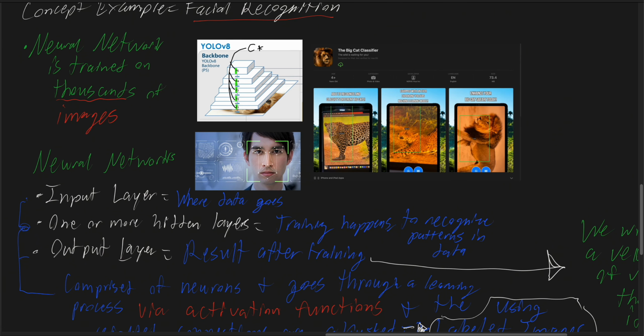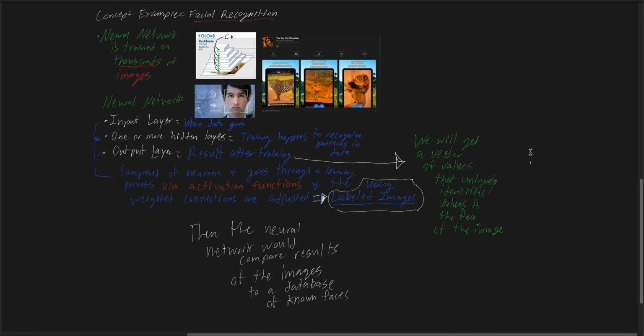So overall, let me just clean this up. So in facial recognition technology, we know that the neural network is trained on thousands of images to be able to have the result. We know that there are 3 layers to a neural network: input, one or more hidden layers, and then finally the output. Output gives us a vector of values that uniquely identifies values in the face of an image, which is the subject of what we are looking for. And then the neural network would compare results to images in a database, not two.